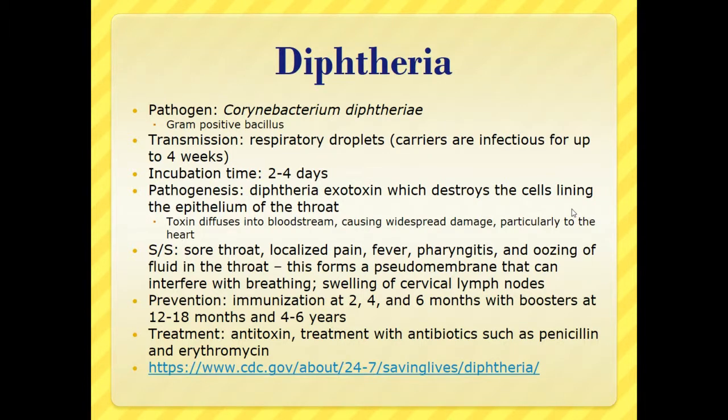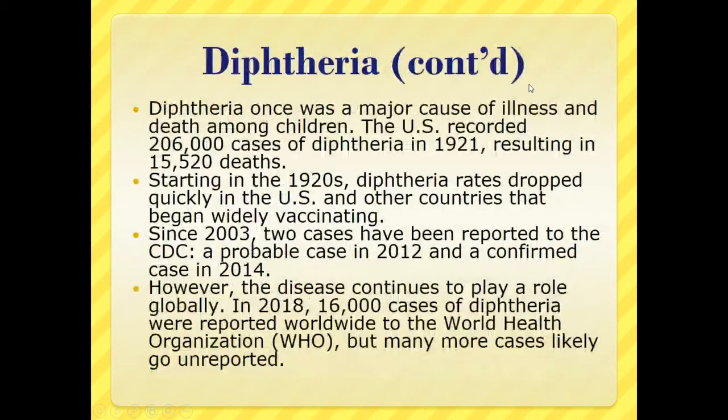Since it is the toxin that's causing the damage, it's best treated with an antitoxin and then with an antibiotic to kill any remaining bacteria so that they don't produce any more toxin. The vaccine that's given is a toxin vaccine. So what we're receiving is really a small portion of the toxin, since that is what causes the damage.